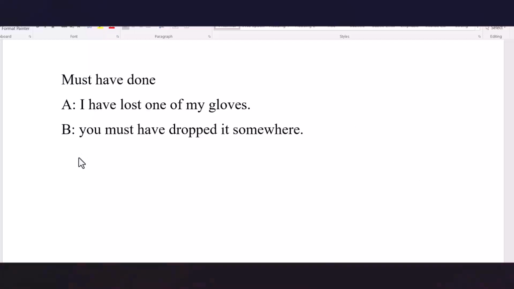If you ask person B why he thinks this way, definitely he has a reason. Perhaps person A had frequently lost his things in the past. He maybe frequently dropped his things in the past, and according to those occurrences, person B concludes that he must have dropped one of his gloves somewhere. So again, I write this point that must have done is connected with logic and evidence. We use must have done, then we have logic and evidence, and we resort to them.